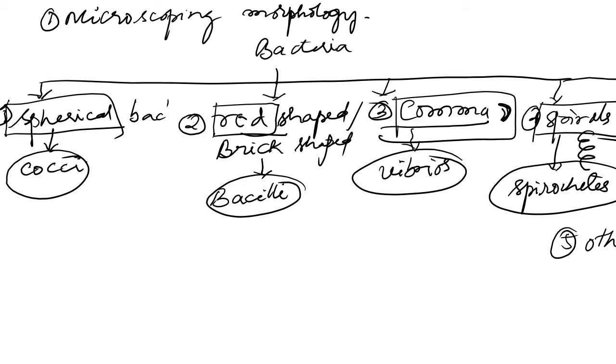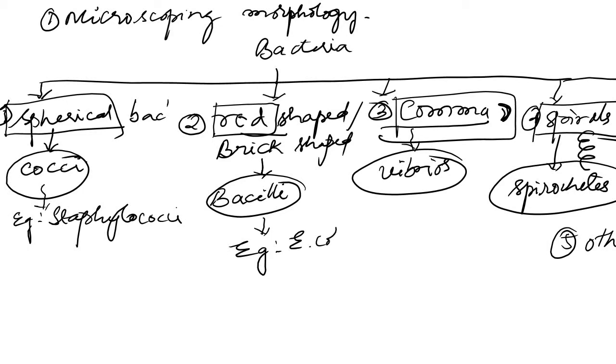Now the examples I can give you: for cocci, the most common example to remember is the staphylococci. Bacilli, you can remember E. coli. Vibrios, easy to remember, Vibrio cholerae. And spirochetes, for example, Treponema.